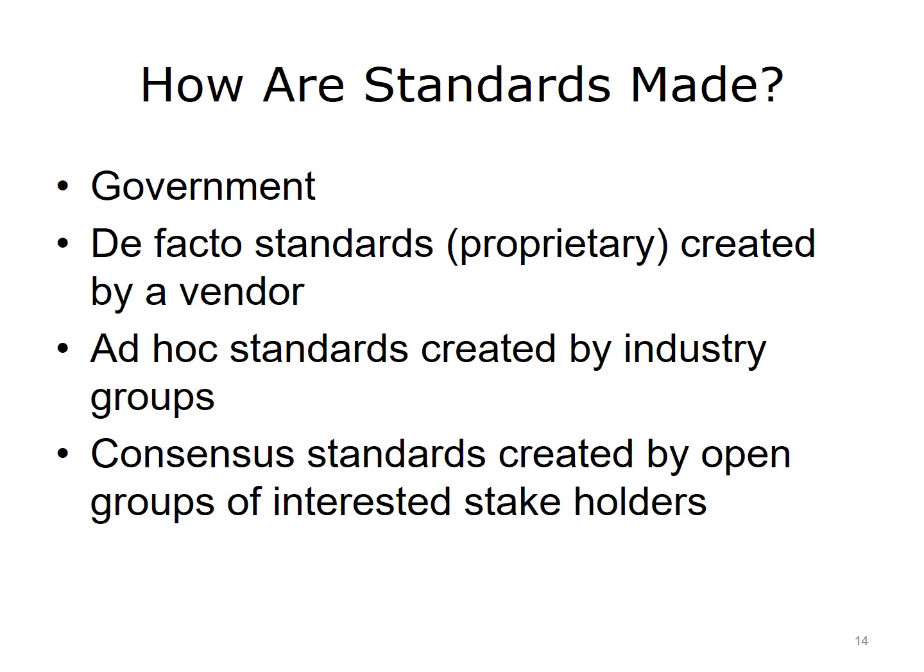Standards can be made through 4 different processes. The first is the government can create standards and require their use. Examples include the National Institute for Standards. The Food and Drug Administration and Centers for Medicare and Medicaid Services also create or influence the creation of standards, as do other government agencies.